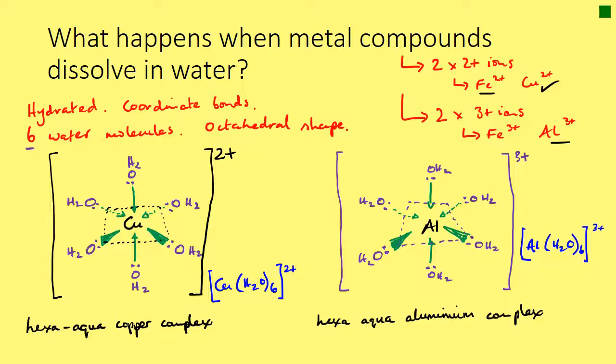And that's what happens when metal compounds, particularly these 4 metal ions, dissolve in water, they make complexes with 6 water ligands, each attached to the metal ion by a coordinate bond in an octahedral shape. And there you have the answer to the question.